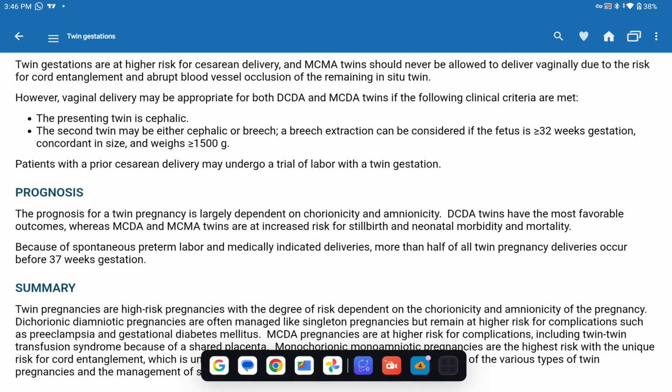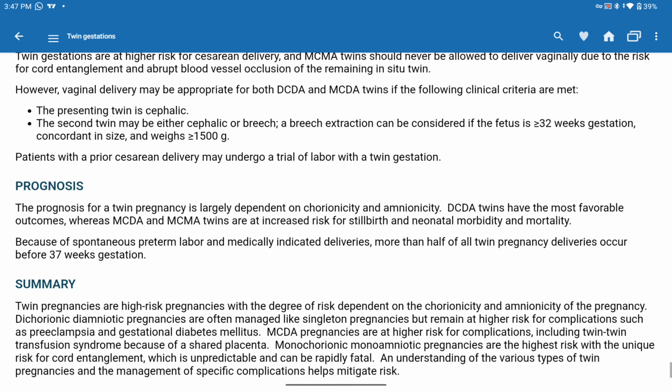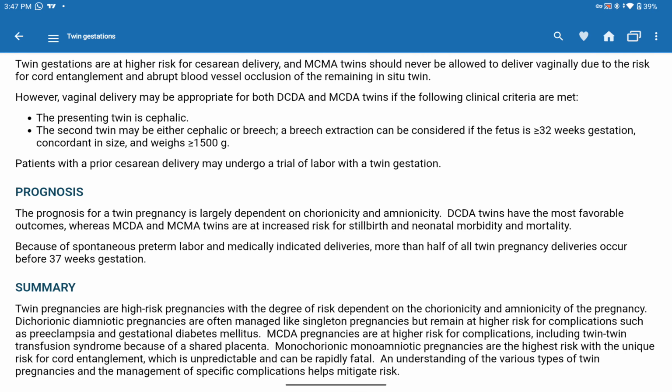The second twin may be either cephalic or breech, or breech extraction can be considered if the fetus is greater than 32 weeks gestation, concurrent in size, and weighs greater than 1500 grams. So the presenting twin must be cephalic, and the second twin can be either cephalic or breech. A breech extraction can be done, but there is a risk of being converted into a C-section. So the prognosis for twin pregnancy is largely dependent on the chorionicity and the amnionicity.